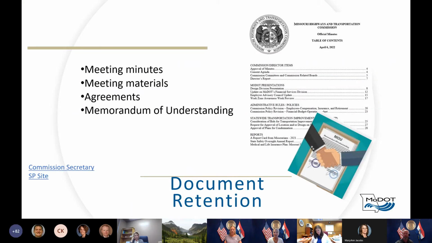Once the item has been through the meeting and everything has been approved, the documents are all put in a retention center called the Commission Meeting Agenda Items. Again, the links are on the slide.